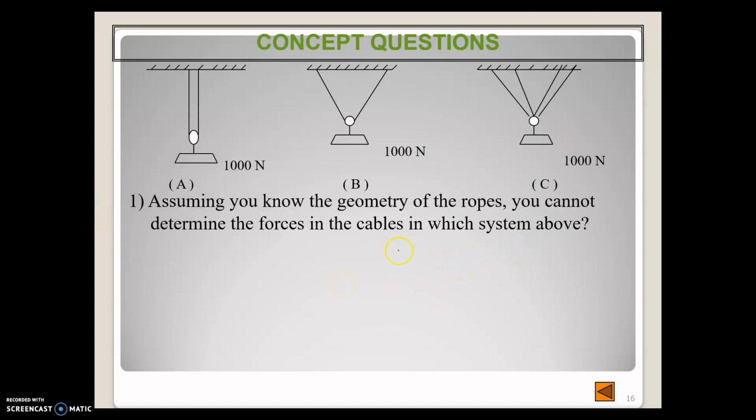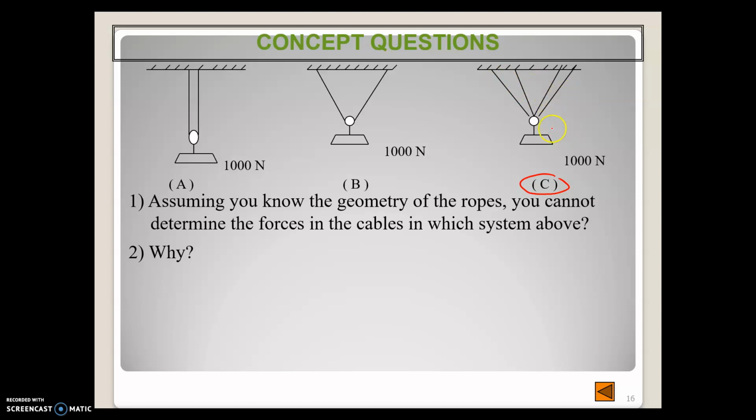So, the concept quiz, concept questions. You can see here. Assuming you know the geometry of the ropes, you cannot determine the forces in the cable in which system above? A, B or C? Because the answer is C. Why? Because there are so many unknowns.